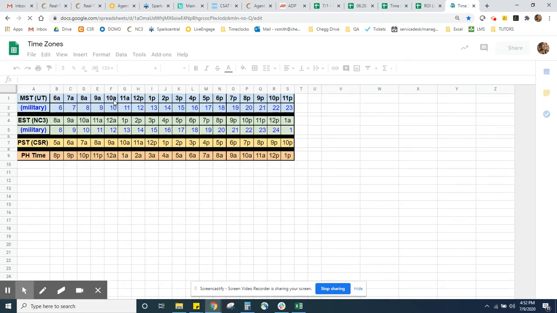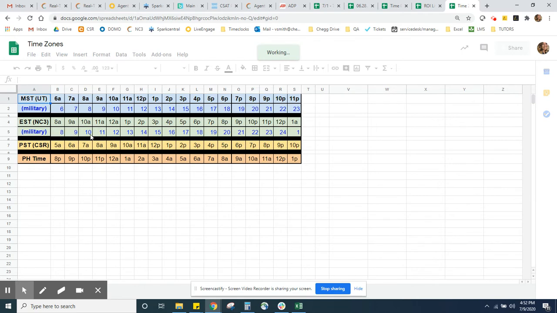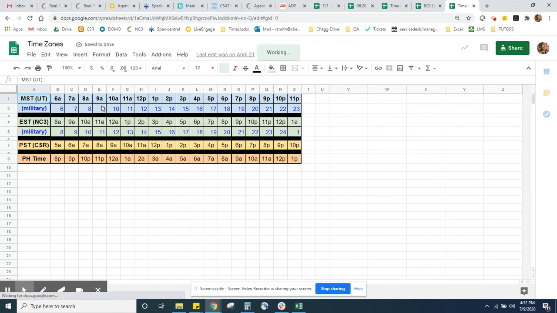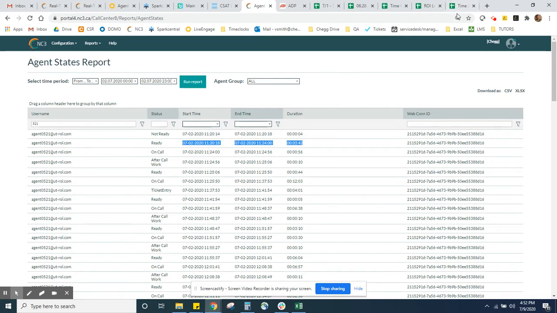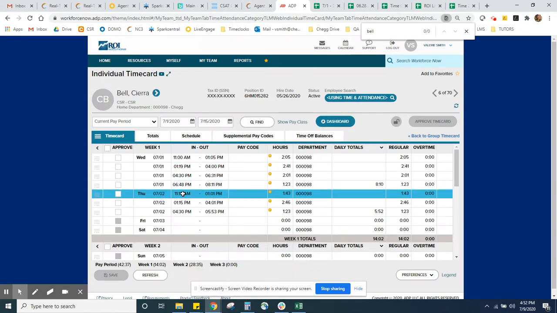Now, remember that these are in Eastern Standard Time, and we are in Mountain Standard Time. So 11 in Eastern Standard Time is 9 a.m. our time. We have the handy dandy time zone sheet to use. If I see 11 when I'm looking at NC3, my conversion is 9 in MST. So I look for the 11 at military, and I connect that to the MST equivalency. So she's actually supposed to be clocked in when she's in ready, which was 9:20.